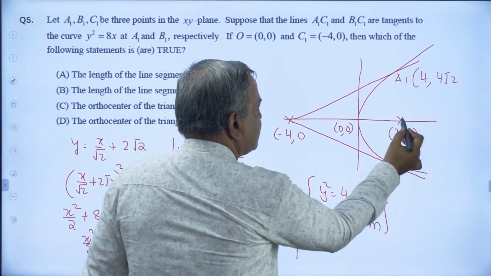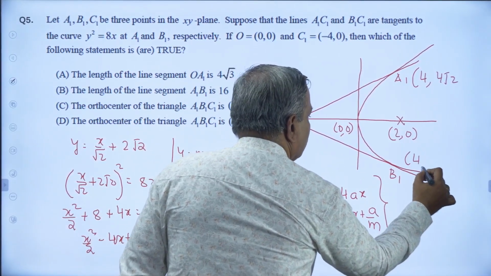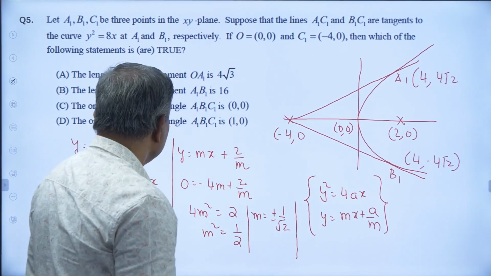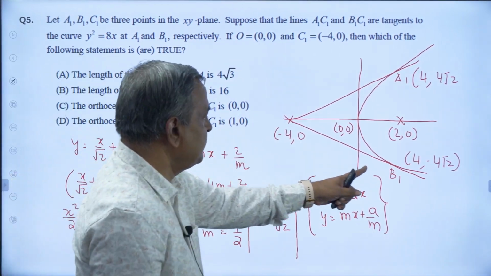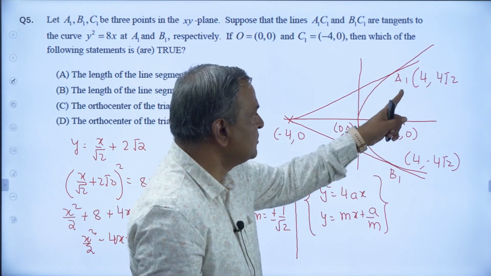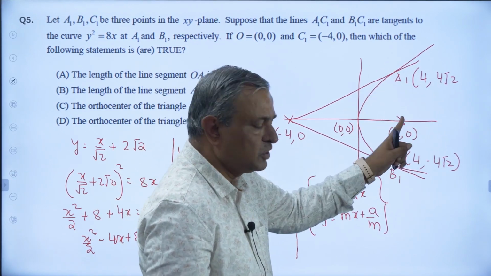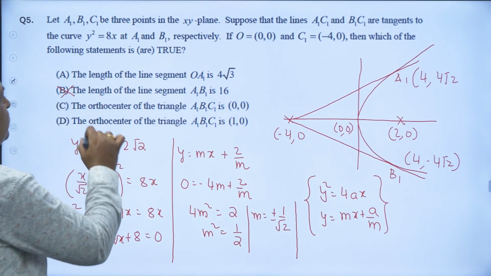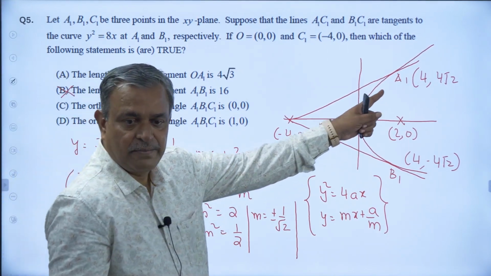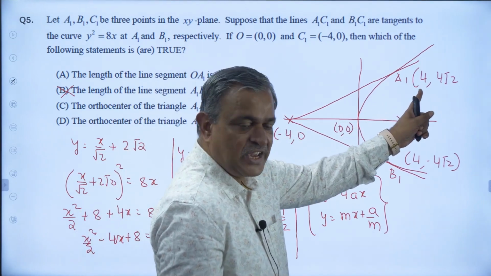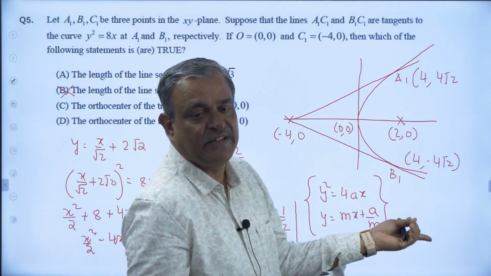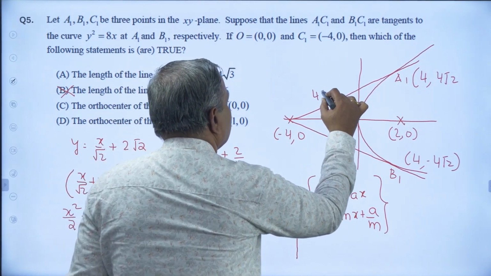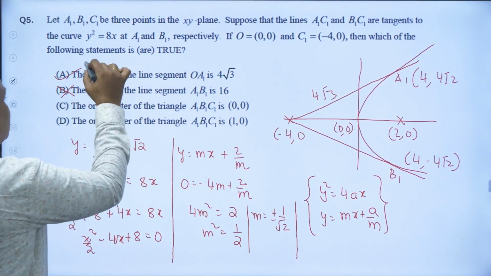Obviously, it is symmetric, so B1 will be 4 comma minus 4 root 2. Clear? So what is A1 B1? This distance is 4 root 2 and this is 4 root 2, so 8 root 2 will be there. So this option is wrong. Length of OA1 is 16 plus 32, which is 48. Root 48 is nothing but 4 root 3, so this option A is correct.